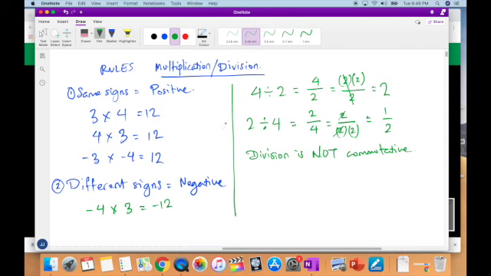But still, these rules hold for division. So if I have 4 divided by negative 2, they are different signs. Once you have different signs, your answer is going to be negative. So that will be 4 divided by negative 2, which is negative 2. If you have the same signs, negative 4 divided by negative 2, you could say that the negatives cancel. So once you have the same signs, you'll always end up with a positive.